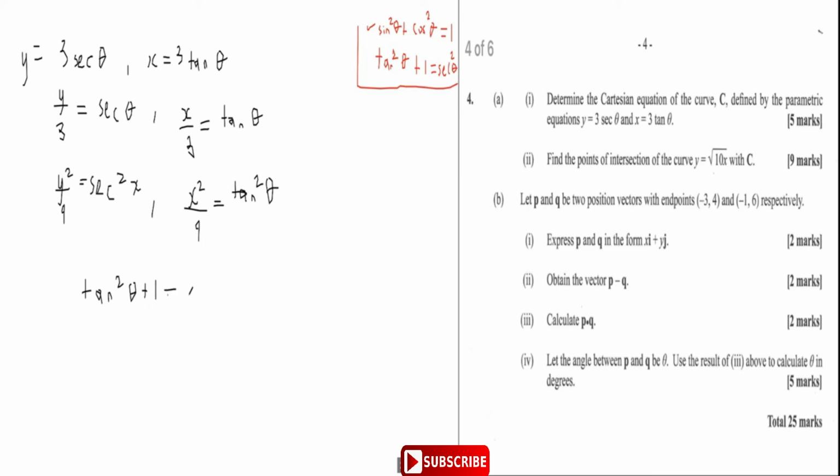All right, we know this. So what does that mean for the question? That means for the question that tan squared, which is x squared over 9, so we can write that x squared over 9 plus 1 is going to be equal to y squared over 9. This is the Cartesian equation. Now, did they ask to make y the subject? Let's check.